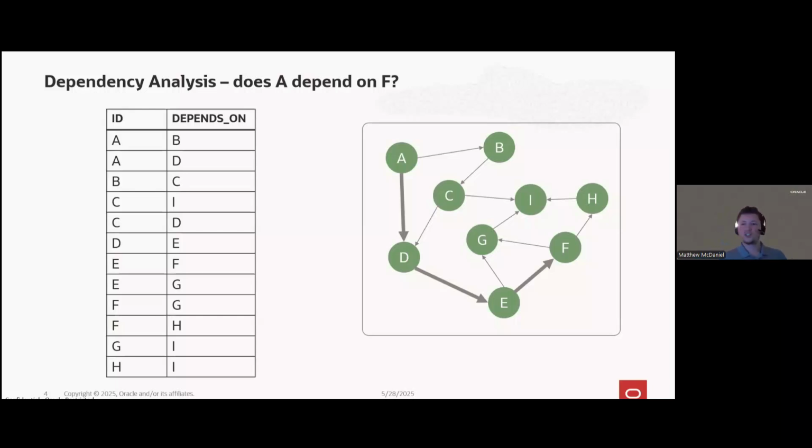However, relationships are often not quite that simple, and you need to look into multiple levels of relationships, multiple layers to this. So for instance, we could ask ourselves, does A depend on F here? Now, it doesn't directly depend on F. However, if you traverse the graph, you can find that eventually, yes, there is some sort of relationship between A and F, and you can find that using a graph.